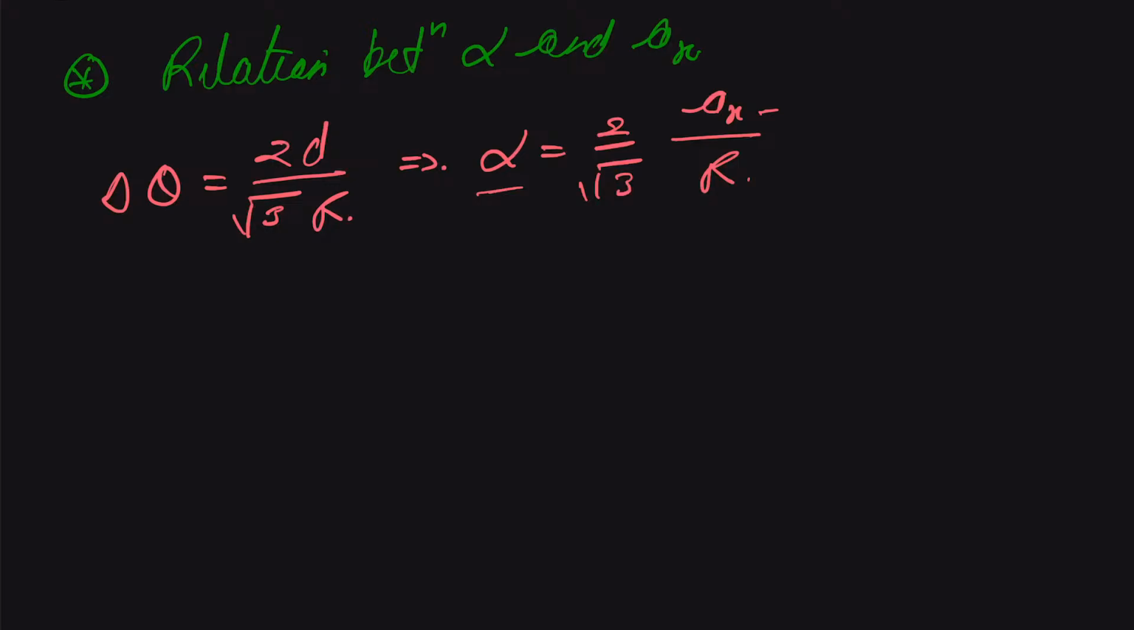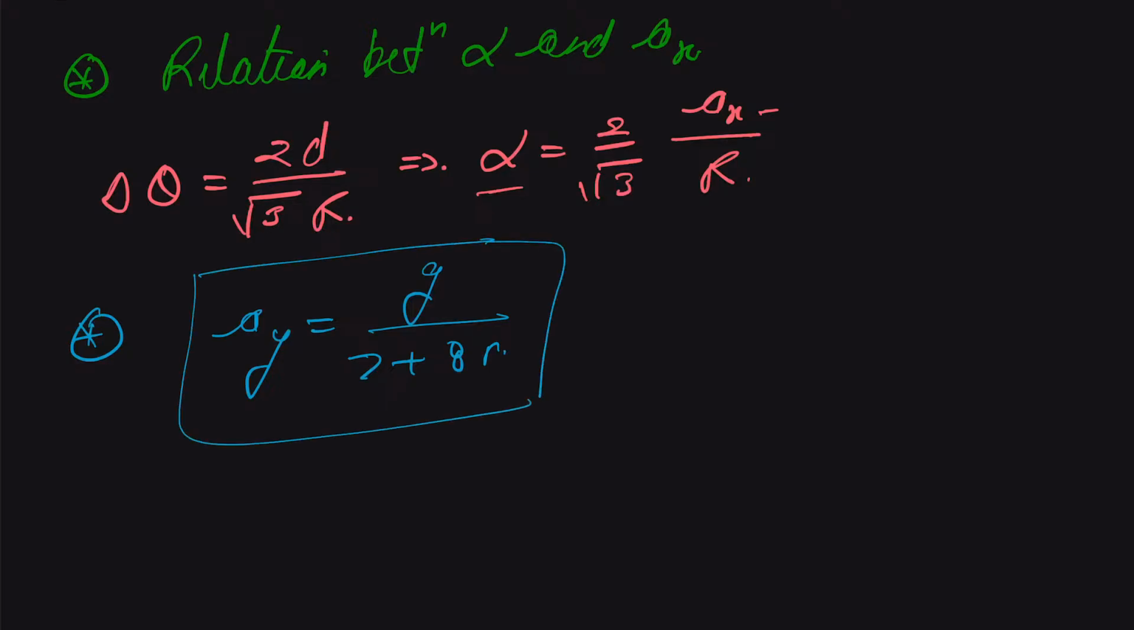Once again, we have 5 equations and 5 unknowns. And if we solve them, we can get the answer. So I'm going to directly write the answer. We have a of y will be equal to g over 7 plus 8 times gamma. So this is our acceleration of the top cylinder whenever there is a friction force between the two.